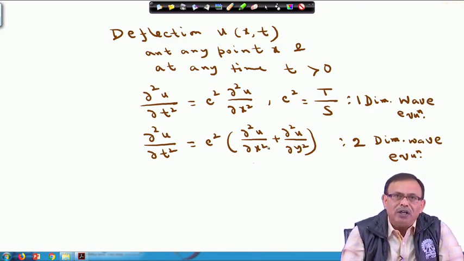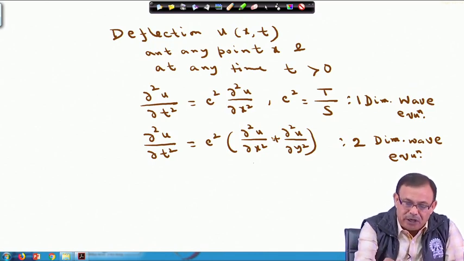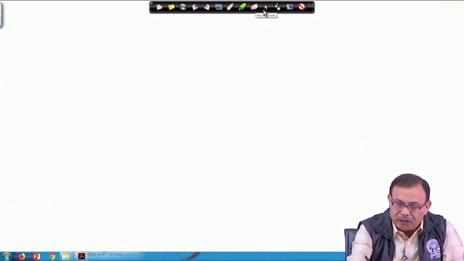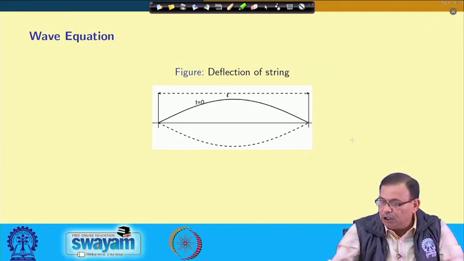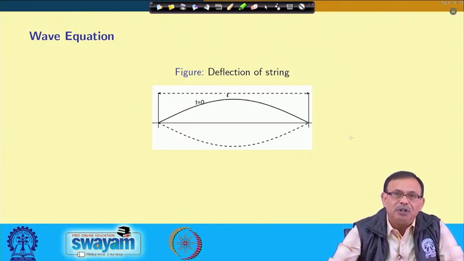The first one is the one dimensional wave equation. I am not going into how the wave equation has been derived, because then we would have to go at length; we are just defining the equation so that you are familiar with it.